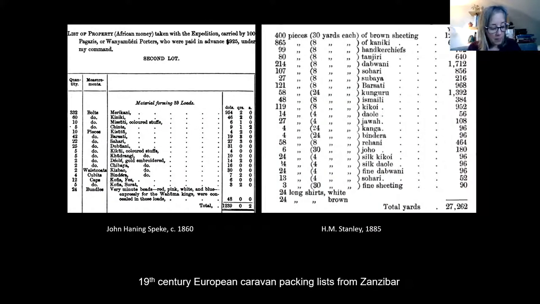Incredibly useful are these published packing lists of the European explorers who traveled from Zanzibar into interior Africa in the name of geographic exploration. They include Richard Burton, William Hanning Speke, and Henry Morton Stanley. All include lists or descriptions of the types of cloths they purchased in Zanzibar for trade in the interior. And importantly, they provide the local names. They also, in many instances, recorded descriptions and a lot more information.